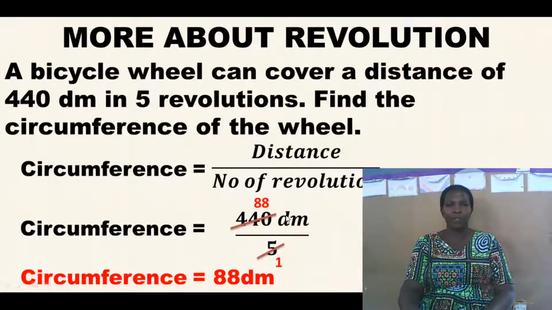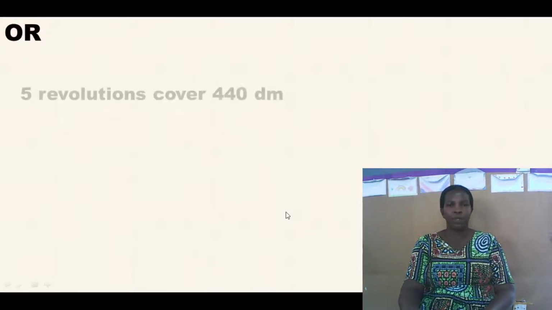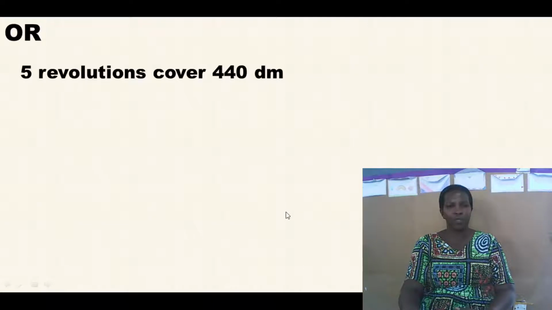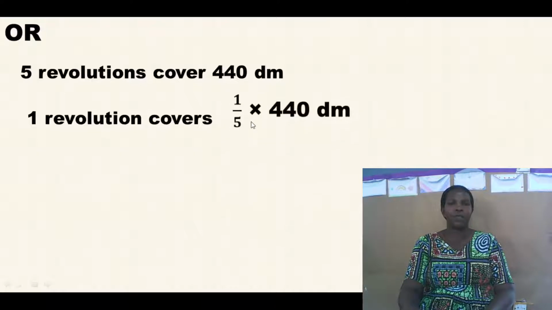But however, you can still look for circumference in another way. How do we get it? We can still get circumference from this question using the idea of proportions. And how do we do it? We shall go back to the question, and according to the question, 5 revolutions cover a distance of 440 decimeters. So our target is to look at 1 revolution. How about 1 revolution? It will cover 1 out of 5 times 440 decimeters.